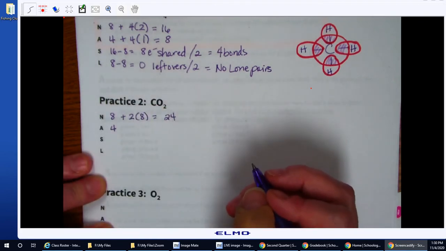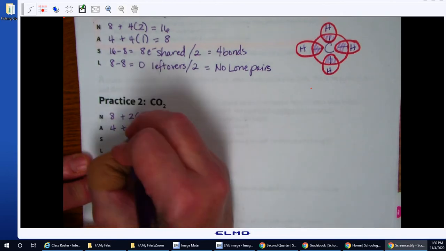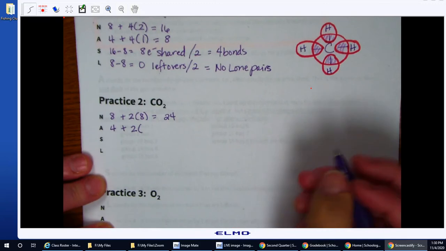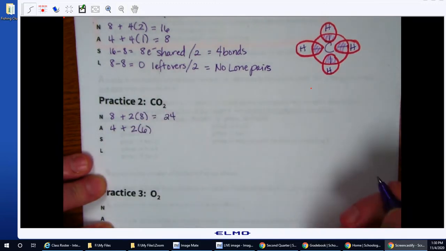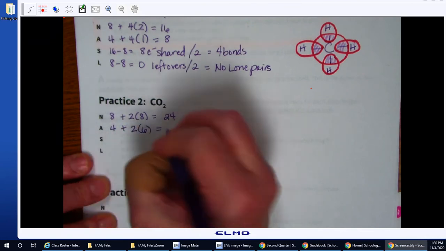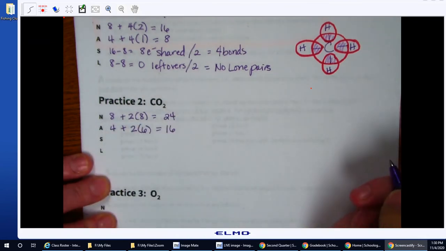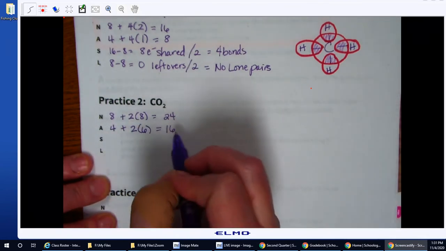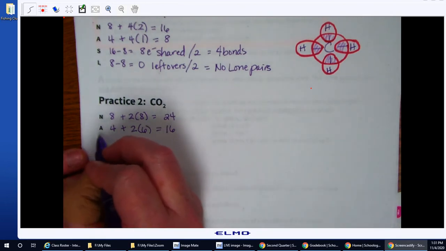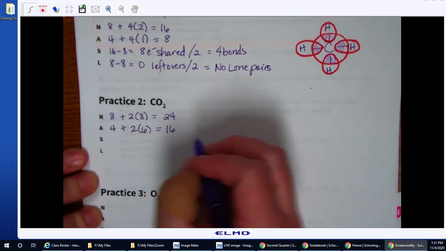Actual. Carbon still only has 4. It's in group 14. Group 14 elements have 4 valence electrons. There are still 2 oxygens, but oxygen's in group 16. So there are 6 electrons in its valence shell. That's 12 plus 4. That makes a total of 16. There are 16 actual electrons that we have to account for.